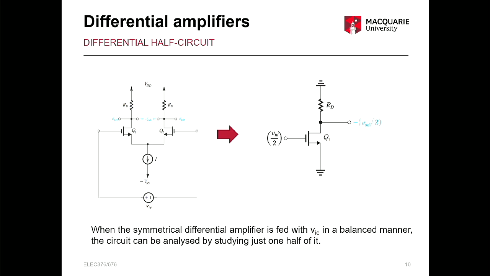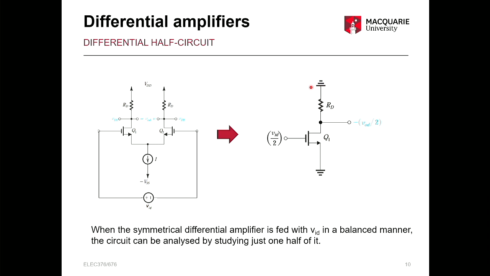So when we have a symmetrical amplifier fed by this complementary VID, so balanced input, we can study the circuit by looking at just one half of it. So we do the simplifications as before. You can see that we have the power supply grounded, just like before.